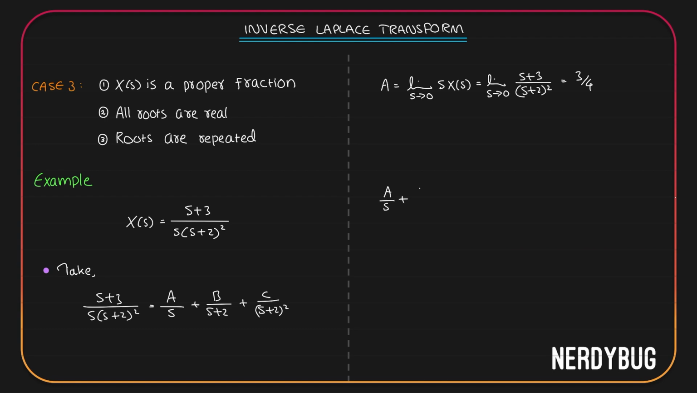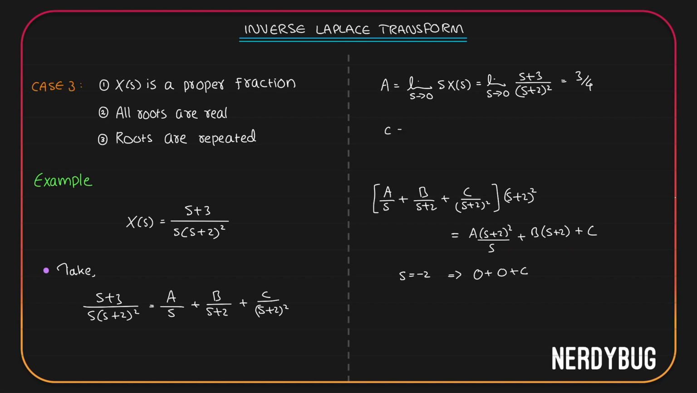Let us write A by s plus B by (s plus 2) plus C by (s plus 2) whole square. If you multiply the whole thing with (s plus 2) whole square, then this becomes A into (s plus 2) whole square divided by s, plus B into (s plus 2) whole square by (s plus 2), which is B into (s plus 2), plus C. Now if you give s equals minus 2, this will become 0 and this will become 0. So you get 0 plus 0 plus C.